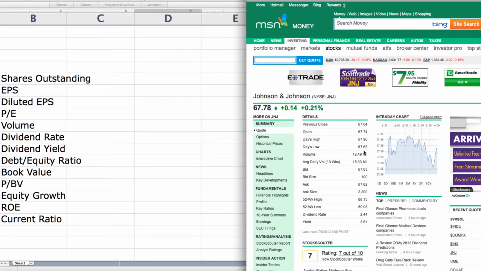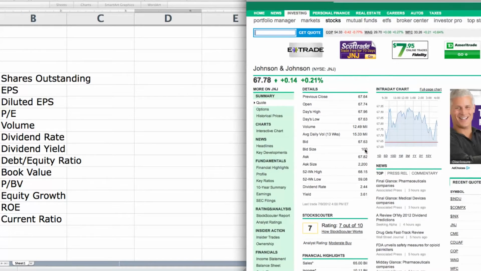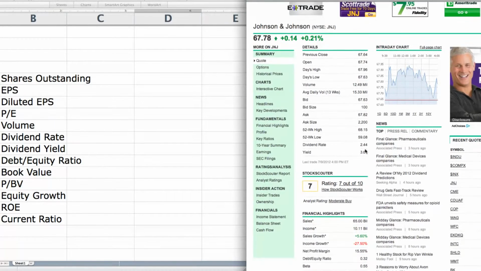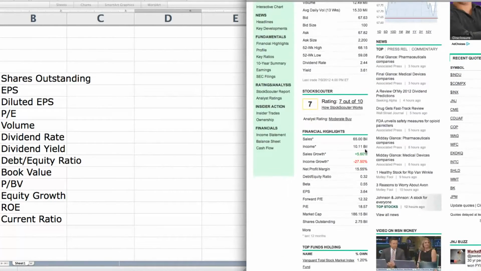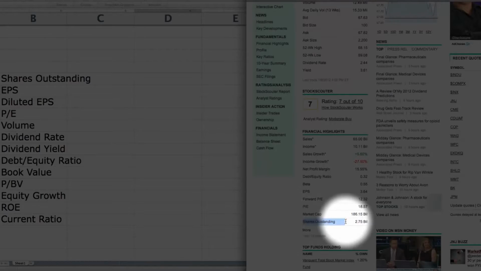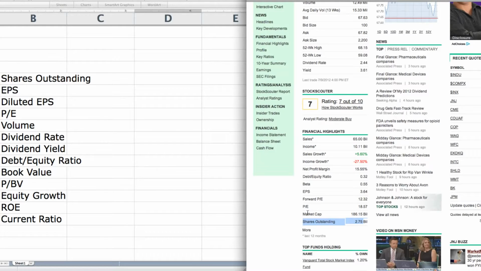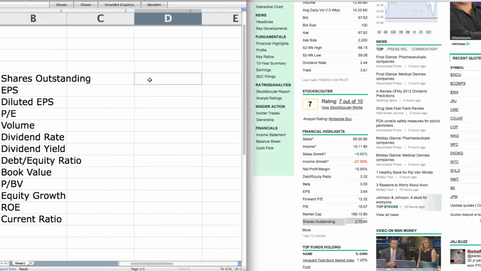Okay, and as you know, the shares outstanding is just how many pieces Johnson & Johnson has been divided up into. There's a couple different places you can find that number. The easiest is right off the very top level page. If you scroll down to the bottom, you'll see it says shares outstanding right there, and it's 2.75 billion shares of Johnson & Johnson. Okay? So for that number, there's not much of a calculation. It's just 2.7 billion, and that's all you have to do.